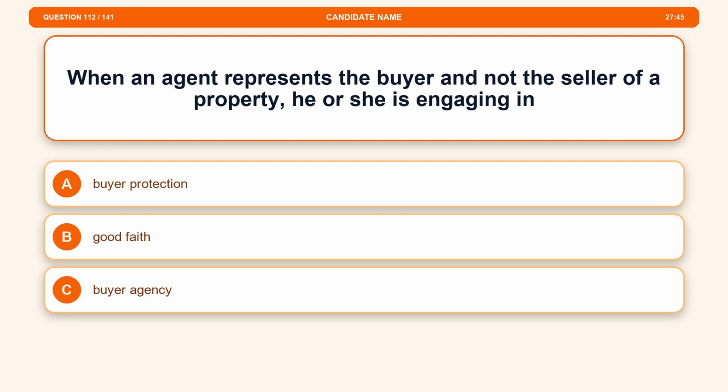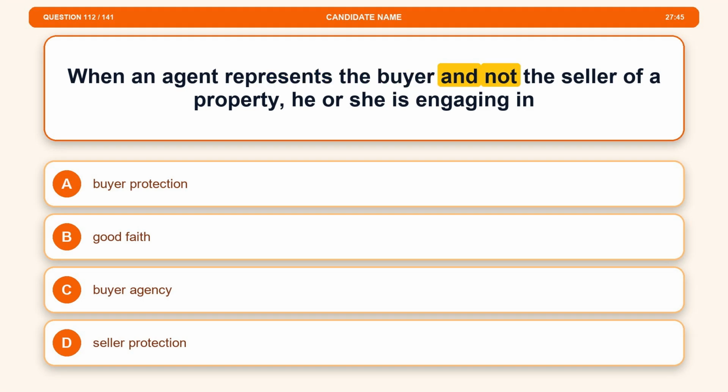Question 112. When an agent represents the buyer and not the seller of a property, he or she is engaging in: Option A, buyer protection. Option B, good faith. Option C, buyer agency. Option D, seller protection.